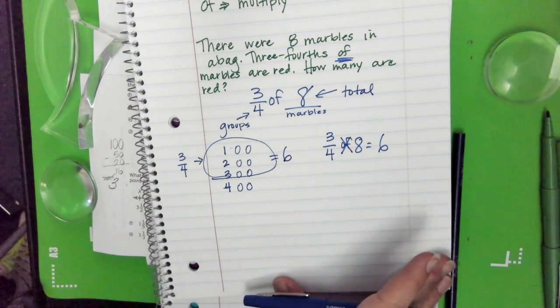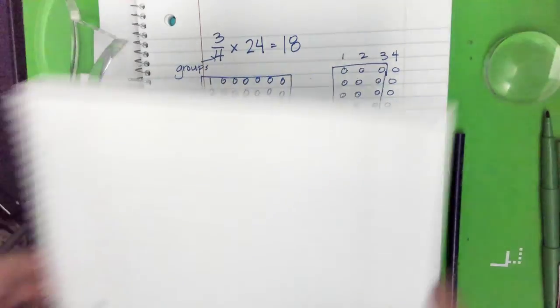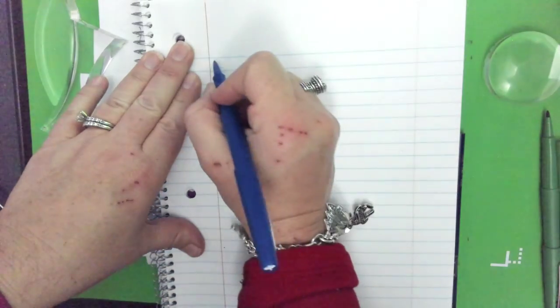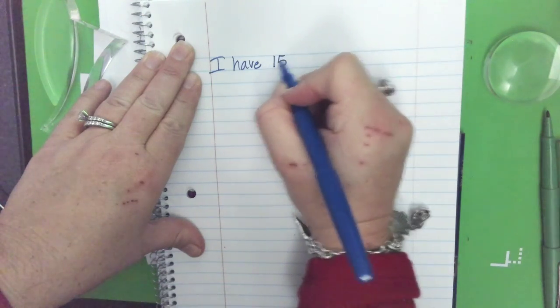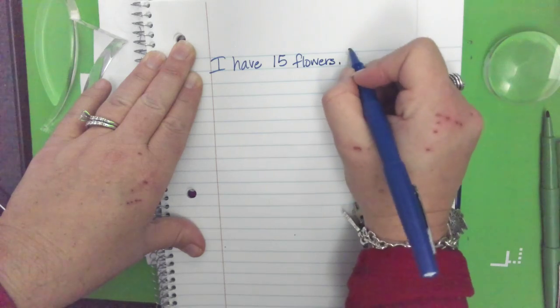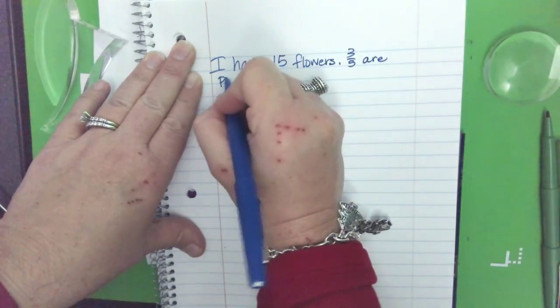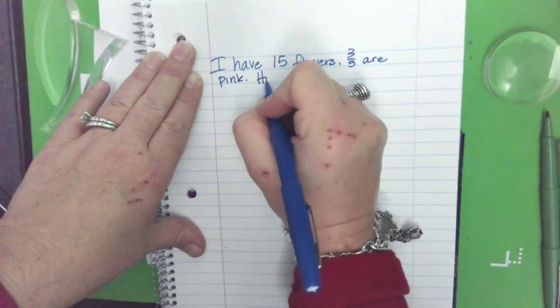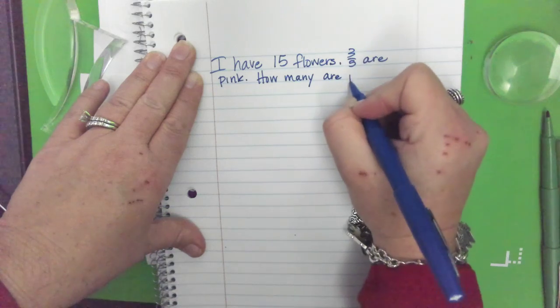All right, let's do another problem. I'm going to turn the page just so I can make sure you can see and very easily write it. All right, so my next one, I have 15 flowers, 3/5 are pink. How many are pink?